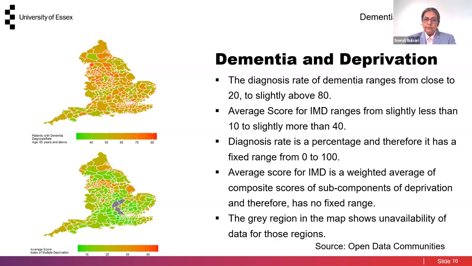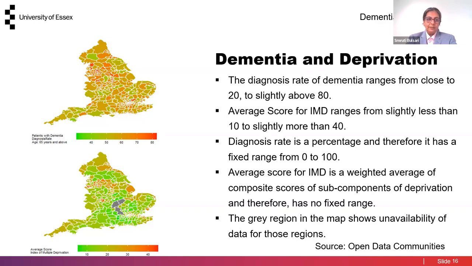The average score for the combined index of multiple deprivation ranges from slightly less than 10 to slightly more than 40. The diagnosis rate is a percentage, and therefore it has a fixed range from 0 to 100, whereas the average score of the index of multiple deprivation is a weighted average of composite scores of subcomponents, so they do not have any fixed range.